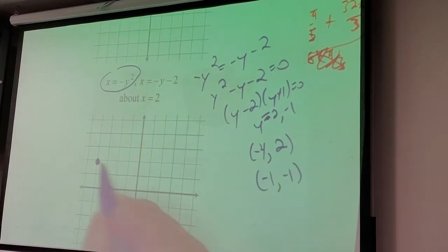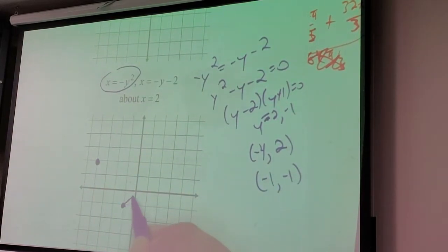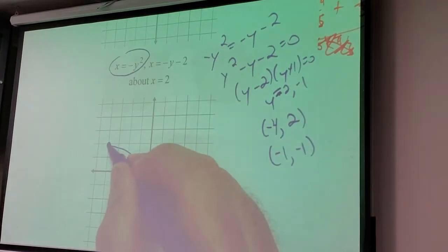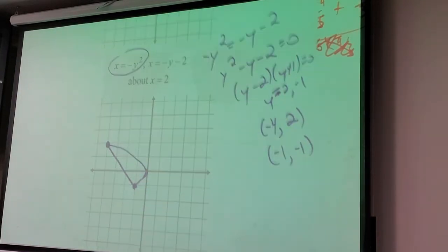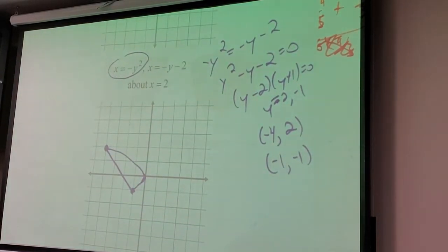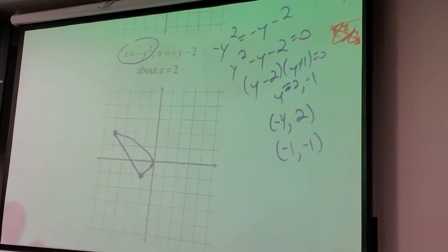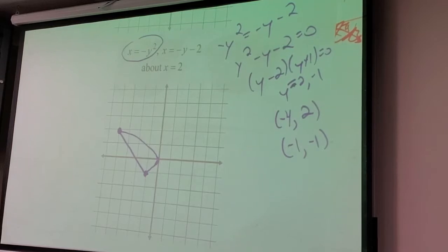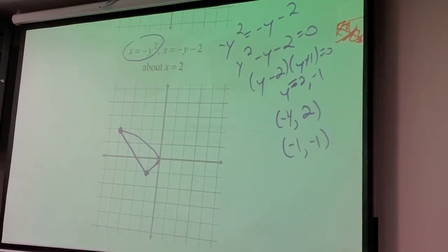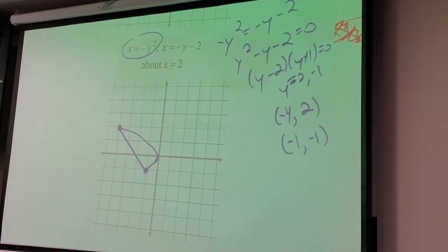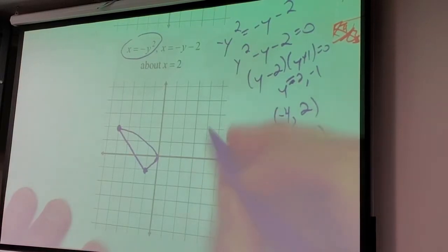So one of them is a parabola. It's going to look like this. And the other one's just a straight line, so it's got to look like that. So we got somebody's nose, or this is a fat banana, something strange. So this is the region we're working with. I'm rotating it around x equals 2.